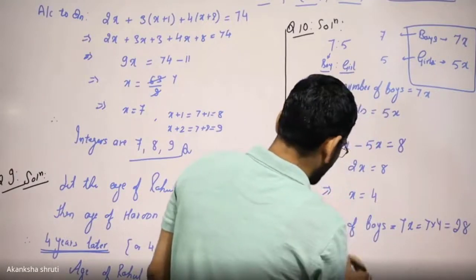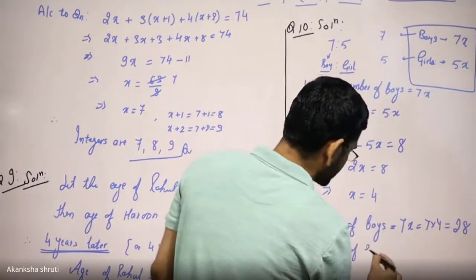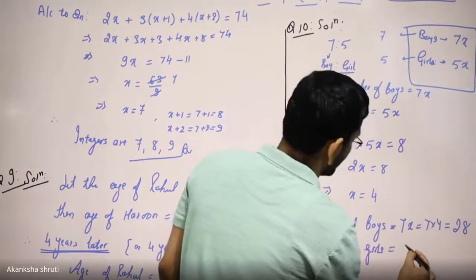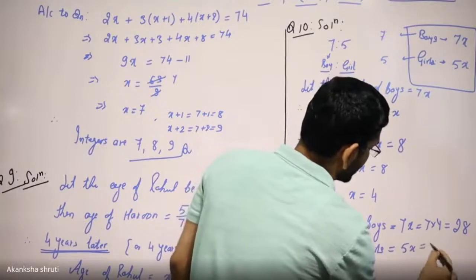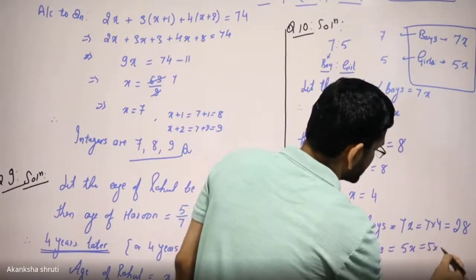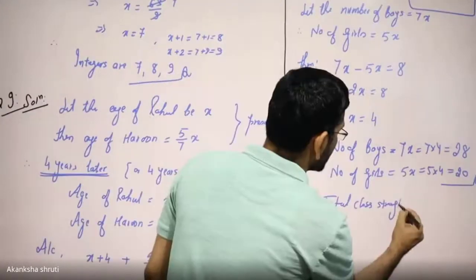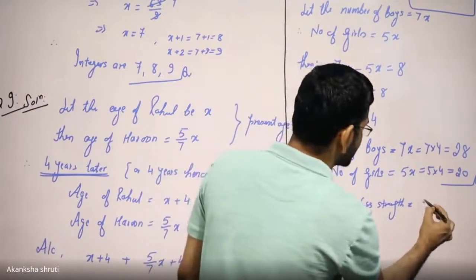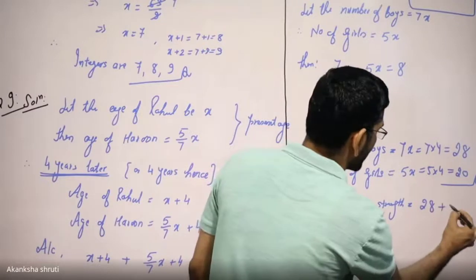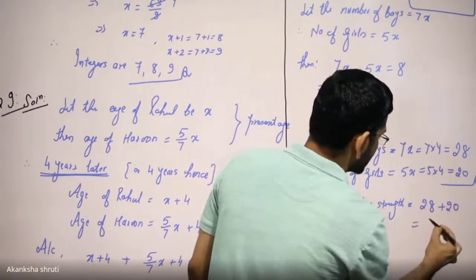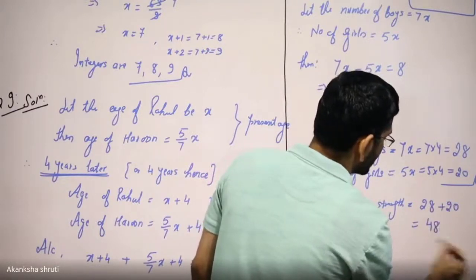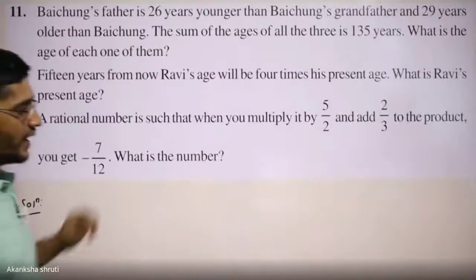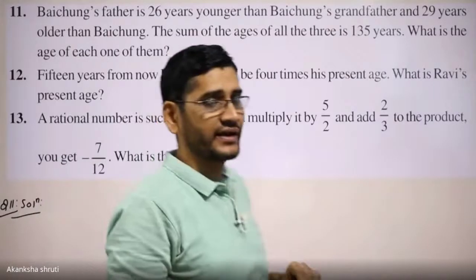And the number of girls is 5x. So it is 5 into 4. It is our 20. So total class strength is addition of the number of boys and number of girls. So this will get added to give us 48 students. This is the answer. Student, let us come to question number 11.